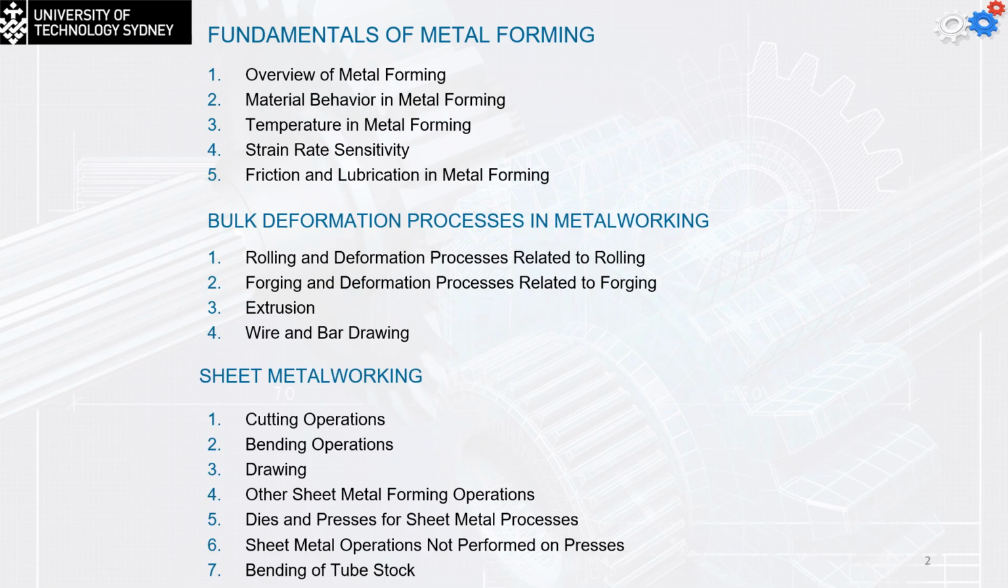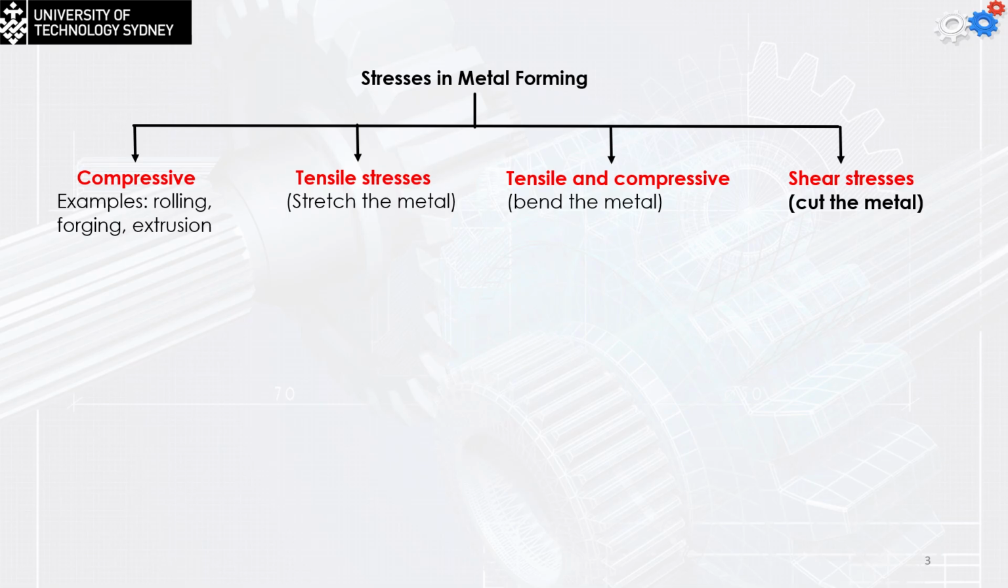The topic we're going to cover in the week number 4 is going to be the fundamentals of metal forming, which is usually a process that follows the week 3 topic, which was the casting procedure. So we'll start with the overview of metal forming, the material behavior in metal forming, the temperature in metal forming, the strain rate sensitivity, and the friction and lubrication in metal forming. Then the second part is going to be the bulk deformation processes in metal working, and finally we're going to cover the sheet metal working. So let's start with the introduction.